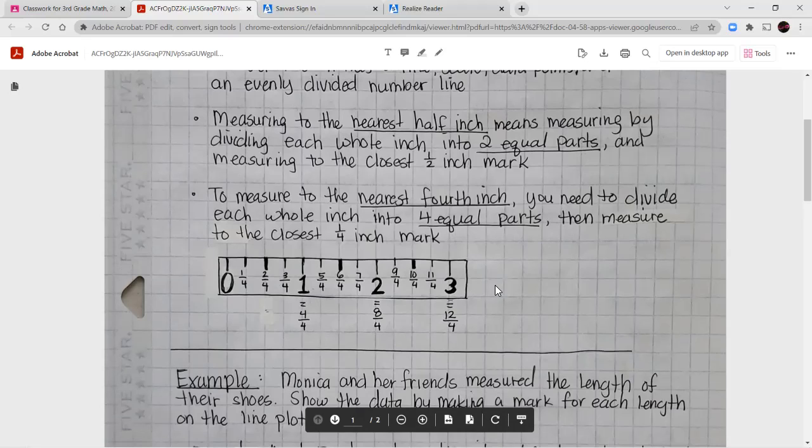Now here you can see I broke up my number line. I have out until 3 inches. I broke them into 4 equal parts. My halfway marks are a little bit darker, a little bit longer. So 1/4, 2/4, which is the same as half, 3/4, and then 4/4, which is 1 whole, 5/4, 6/4, 7/4, 8/4, which is 2 whole, 9/4, 10/4, 11/4, and then 12/4, which is 3 whole.